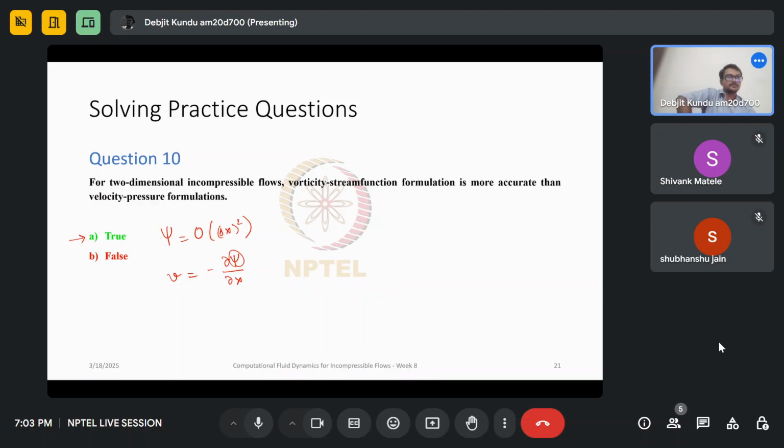So you're now doing a gradient of that. You're again dividing it by some delta x, and that gives you v in a higher order of accuracy. So if it's 2, it becomes 3. If it is n, then it becomes at least n plus 1. So for the velocities, you can get one added order of accuracy if you are solving the stream function vorticity formulation.